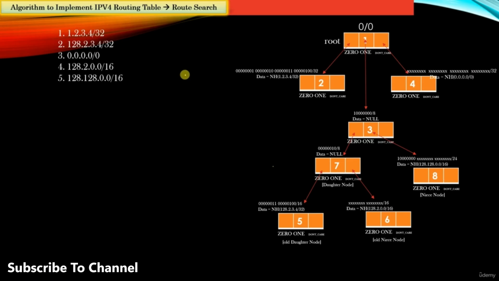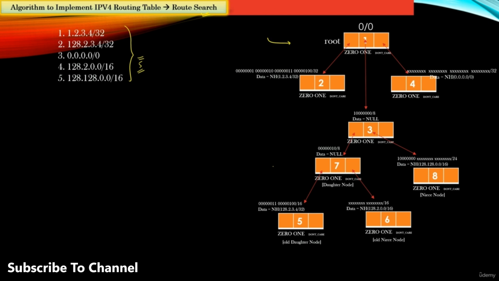So guys, now let us begin with the route search algorithm. You can see that we have an mtry data structure on the right hand side, and at this point of time, these 5 routes have already been inserted into this mtry data structure. It simply means this mtry data structure would have 5 leaves.